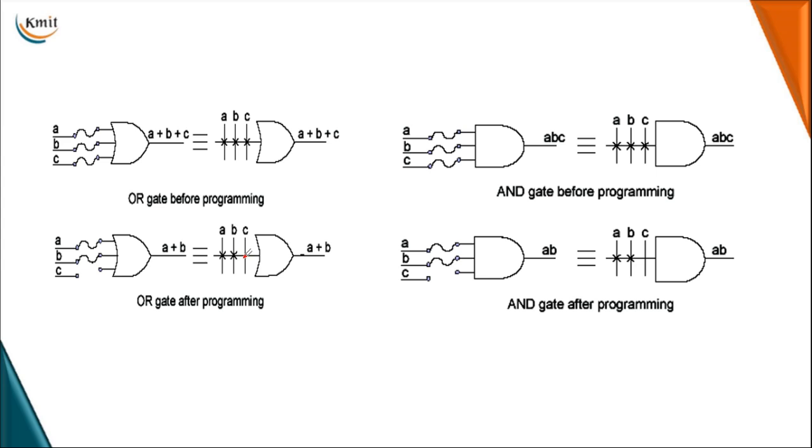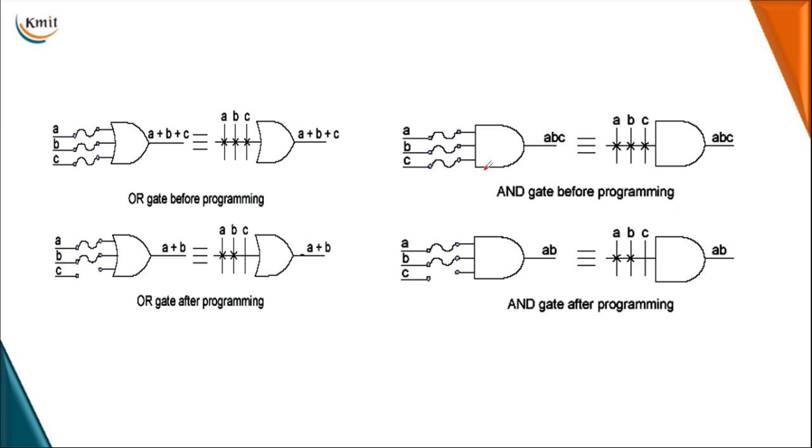So the absence of the cross mark indicates there was no connection between the input variable C and the input of your OR gate. Hence, only the input variables which are connected are A and B. So the output function obtained from this OR gate is A OR B.